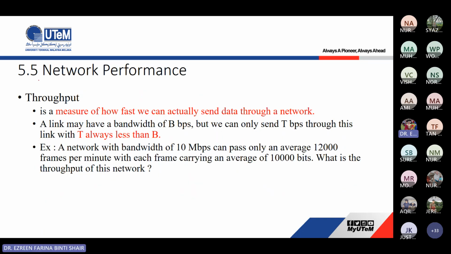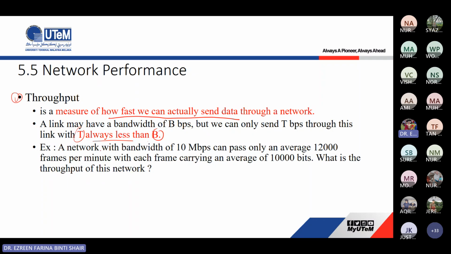The second term that we can measure is the throughput. Throughput is the measure of how fast we can actually send data through a network. Over here it states that T is the throughput and B is the bandwidth. T will always be less than the bandwidth.